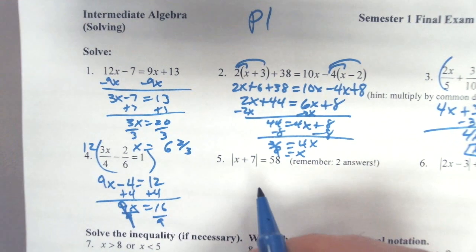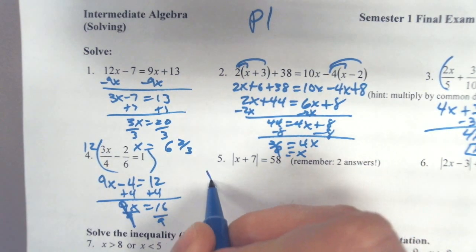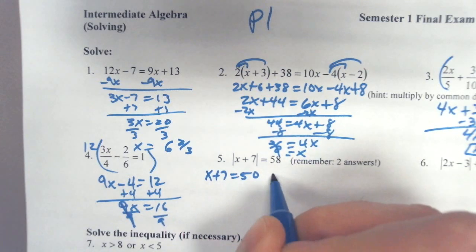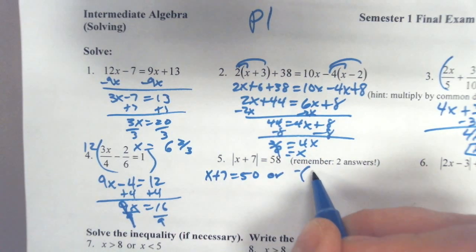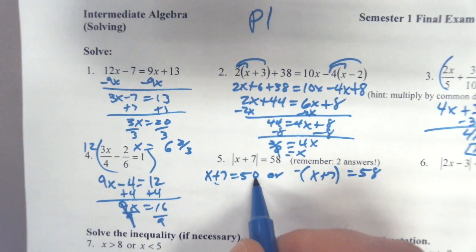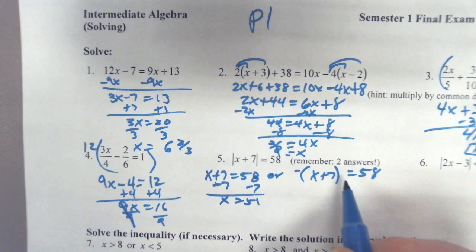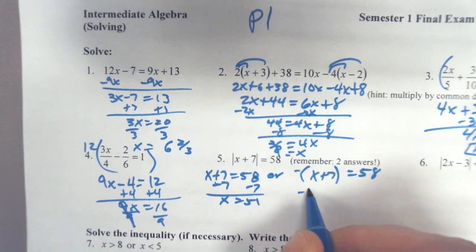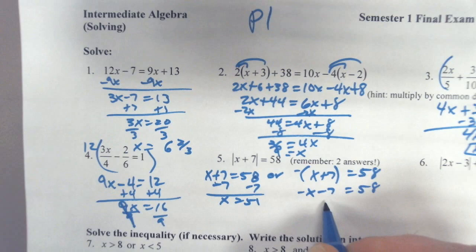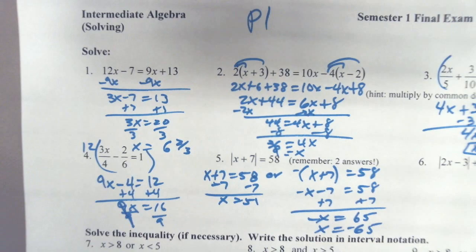For question number 5, we have an absolute value. Remember, there's going to be two answers here, one where it's positive, or one when it's negative. Solving this, I'm going to subtract 7 from both sides. I get x equals 51. Or, distributing, I get negative x minus 7 equals 58. Adding 7, I get negative x equals 65. Multiplying both sides by negative 1 gives me negative 65.